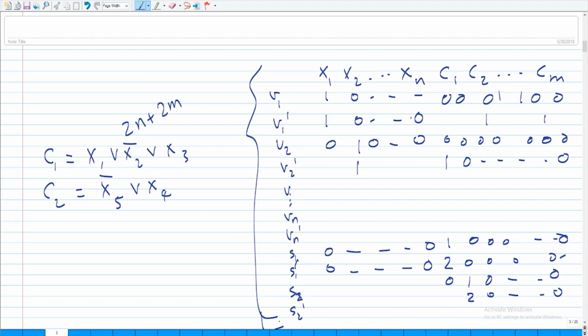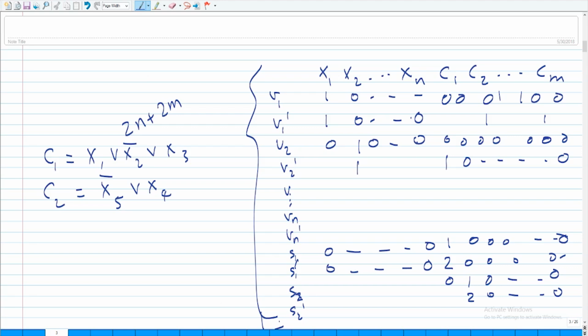Given a set of variables and clauses, I have produced a set of 2n plus 2m decimal numbers. The length of the numbers is n plus m. Any questions on this? Are the numbers clear?